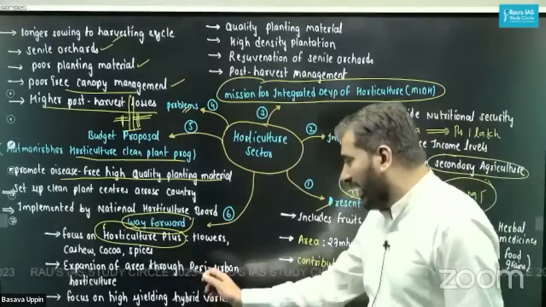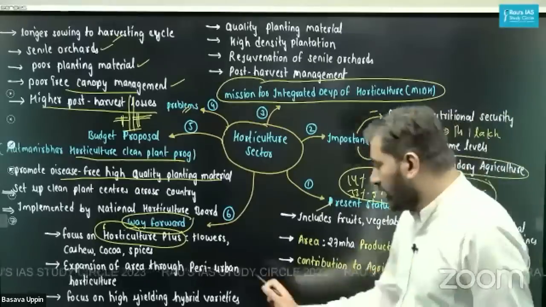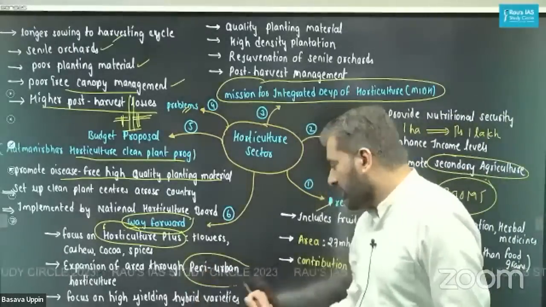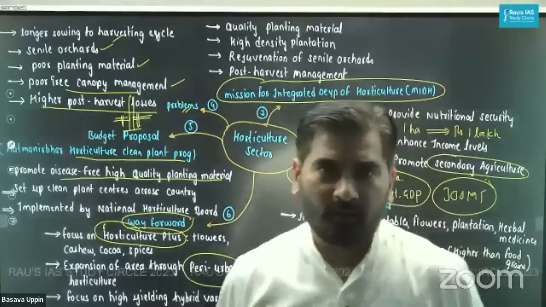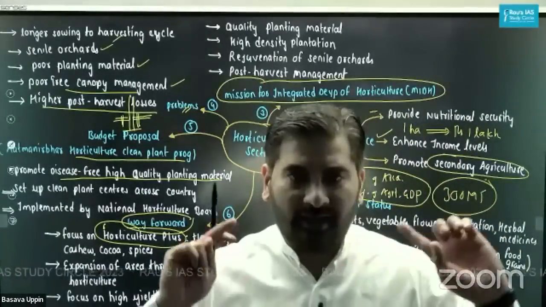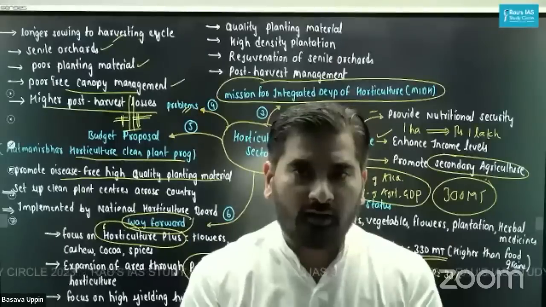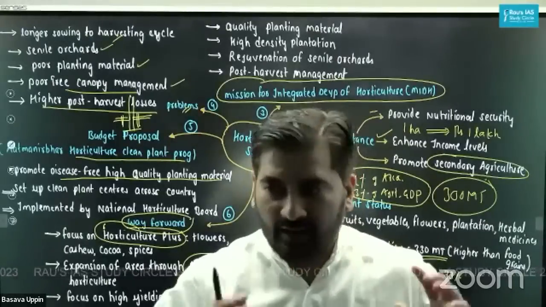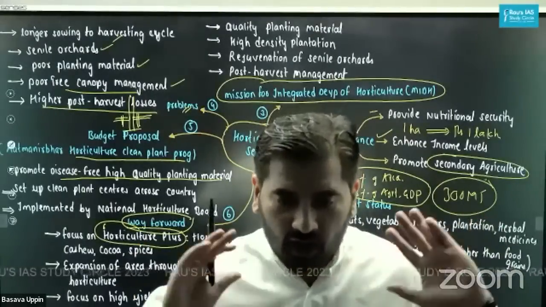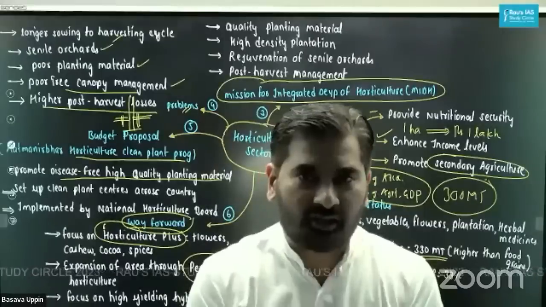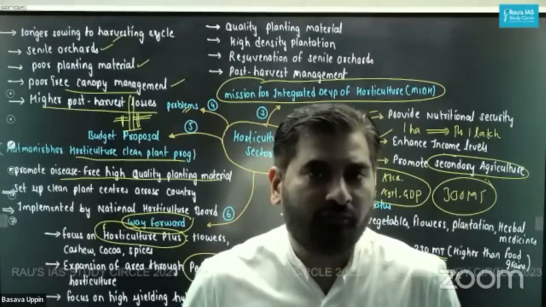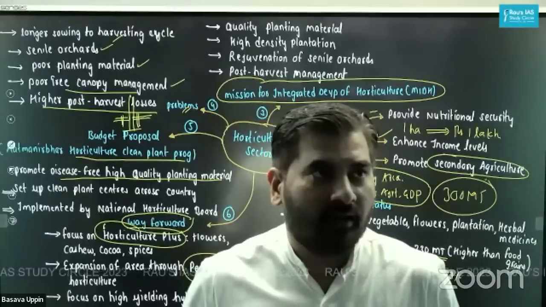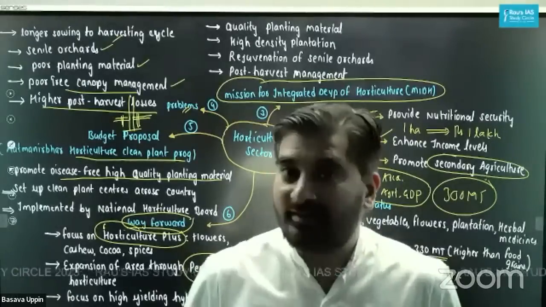We need to expand the overall area under horticulture, especially by focusing on the peri-urban areas. What is peri-urban area? Peri-urban area is a kind of an area around the main urban areas. Like we have Delhi NCR region, right? So around the Delhi NCR region, we can focus on promoting the cultivation of fruits and vegetables. Now, why is it good? It has a dual benefit.